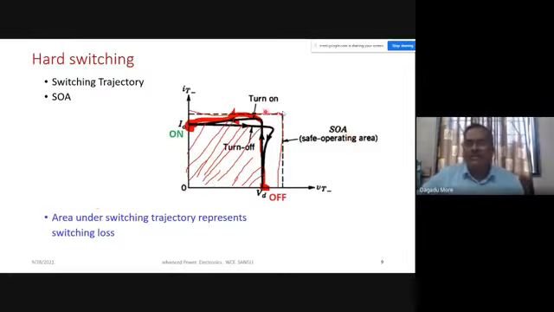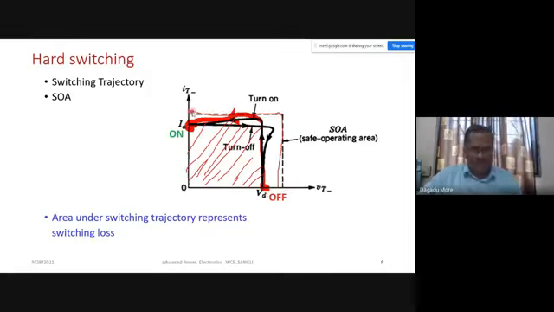Turn on and turn off, that switching trajectory should be within the safe operating area. It means this particular area represents the voltage and current rating of the device. We see what the maximum voltage is, and the switching transients, on to off and off to on, should be within the safe operating area.